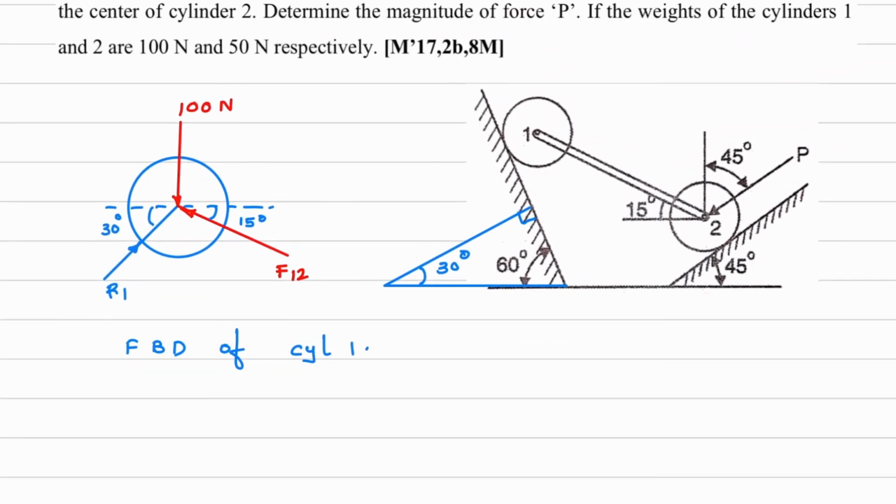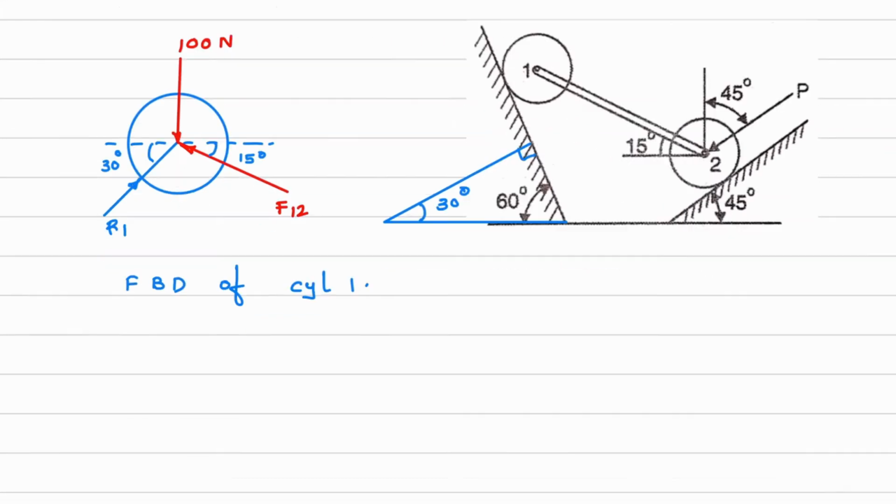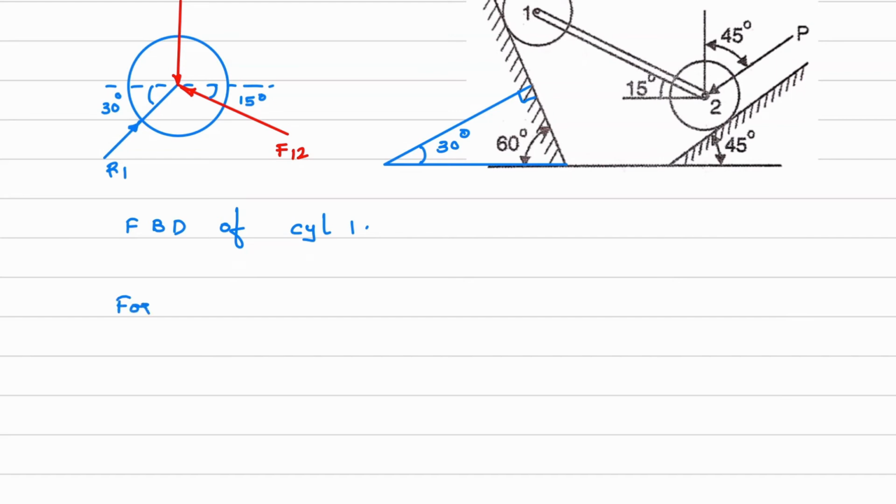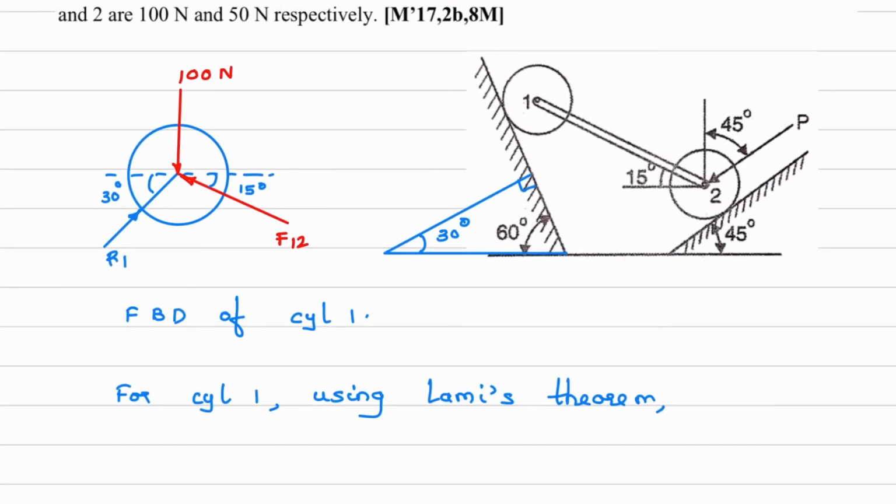Now we can apply Lami's theorem over here. Why? Because here we have three forces, and these three forces are concurrent, and all three forces are acting towards the center. Okay, so I can write down for cylinder 1 using Lami's theorem. What I can write down, we'll see this part now. This is 100 upon sine of this angle. This is 30, this is 15. So what will be this angle? 135.